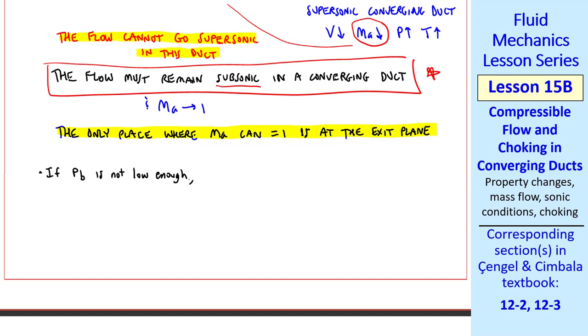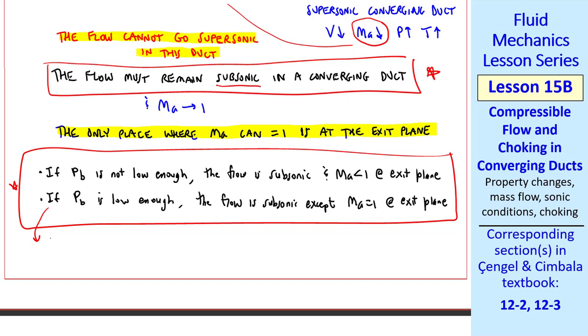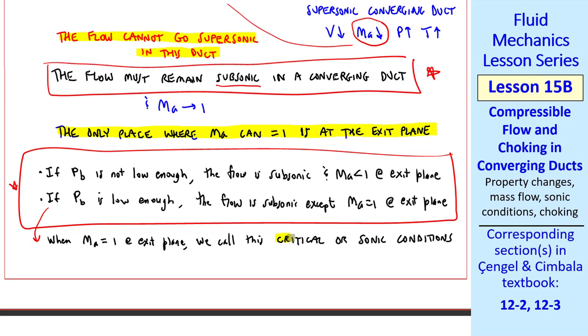If back pressure PB is not low enough, the flow is subsonic, and Mach number is less than 1 at the exit plane. If PB is low enough, the flow is still subsonic, except Mach number equals 1 at the exit plane. For this second case, when Mach number equals 1 at the exit plane, we call this critical or sonic conditions, and we denote this by an asterisk. So T equals T star, P equals P star, rho equals rho star, etc.